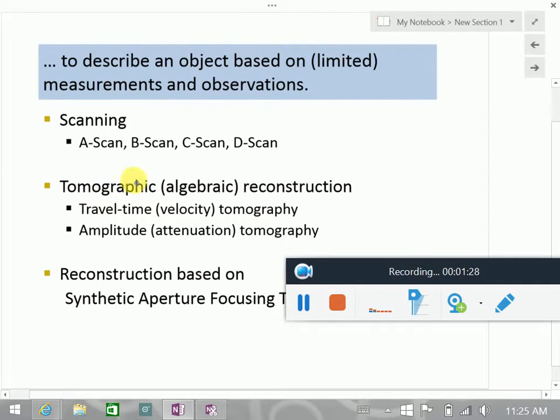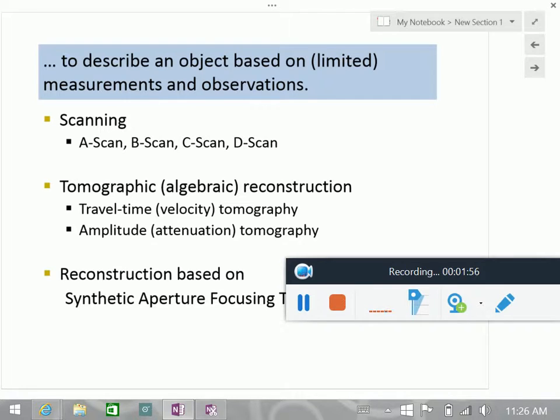And then we talk about one simple way of tomographic reconstruction with some examples. We look at both travel time and attenuation tomography. So in X-ray, we have density reconstruction. In acoustic, we can do travel time reconstruction to get a velocity distribution inside the object, or amplitude reconstruction to get the attenuation distribution within the object.